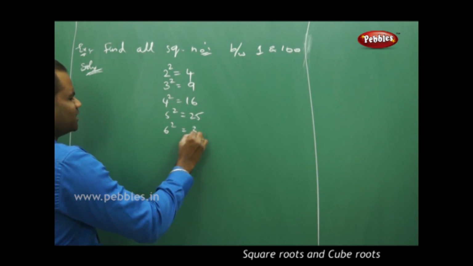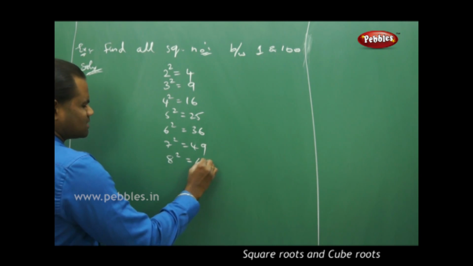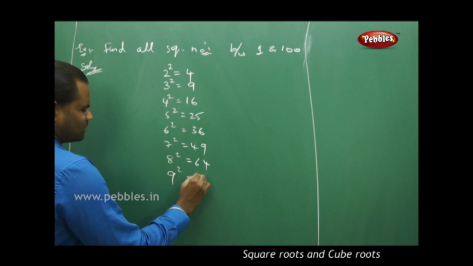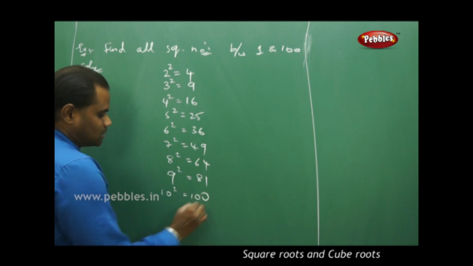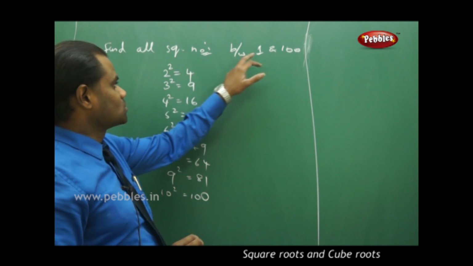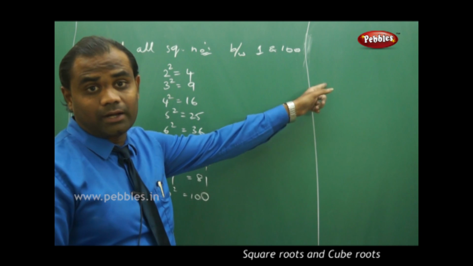6 square, 36. 7 square, 49. 8 square, 64. 9 square, 81. And 10 square is 100. But I don't take this because I want all square numbers between 1 and 100 exclusive. I don't include 1 and 100.